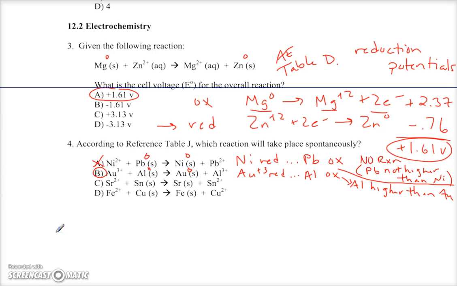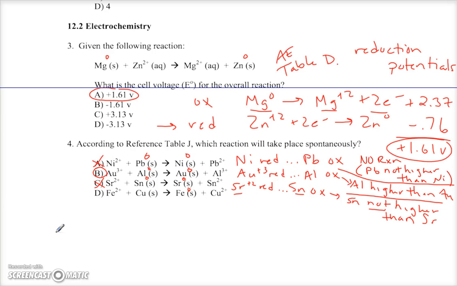Choice C, strontium +2 to strontium 0. So what we see here is strontium +2 is being reduced. And then we see that the tin 0 going to tin +2 is oxidized. If this was a correct answer, we would expect to see tin higher than strontium, and that is not the case. So for this one, tin is not higher than strontium. So C is not the correct choice.